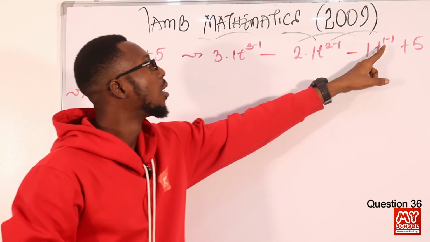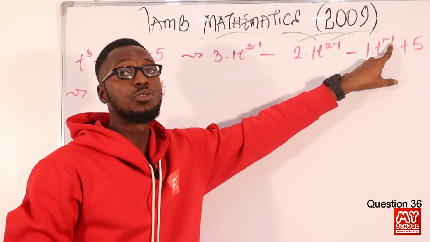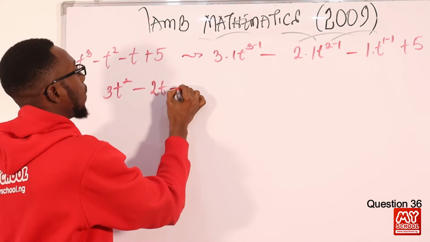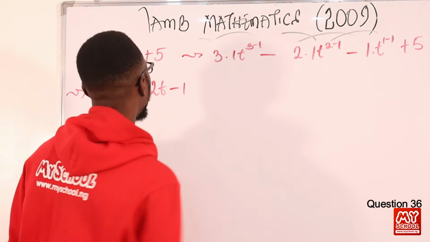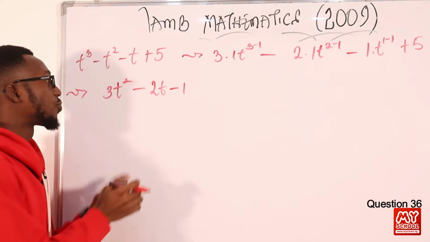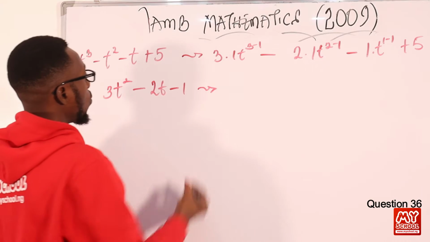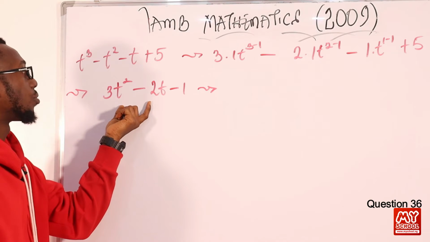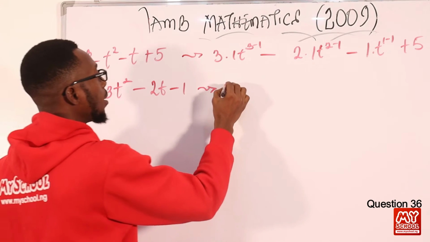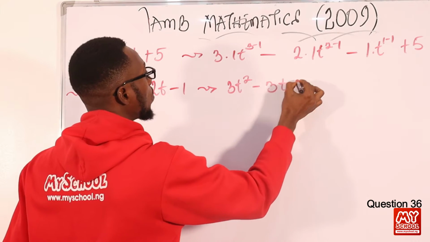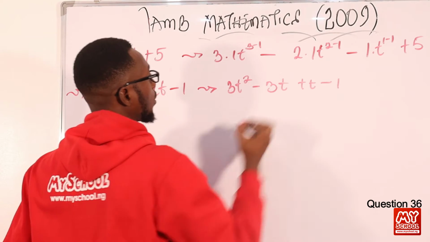Then I should have 1 minus 1, that is 0, t raised to power 0, that is 1, times 1, that is 1, so I have minus 1. Differentiating this, it becomes 0. All right, so at this point we can factorize. So if we factorize, what do we have from our factorization? What we should have from here would be 3t squared minus 3t plus t minus 1, okay?